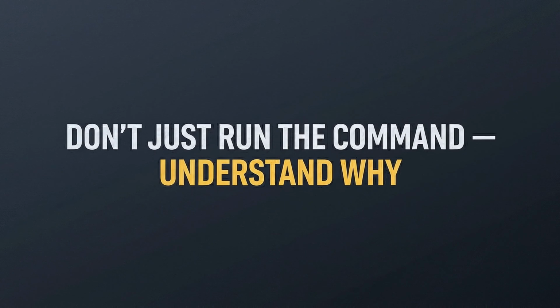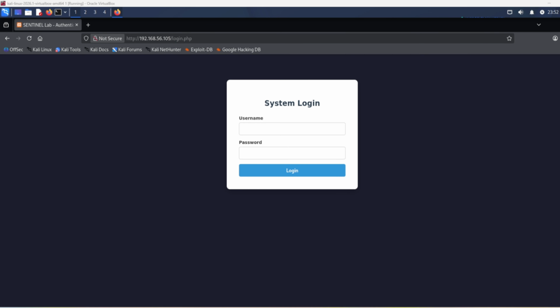we're adding each part. Before we start, this is a deliberately vulnerable machine on my private lab network. The target is 192.168.56.105, and I have permission to test it. The goal here isn't to attack random websites. It's to understand how SQL injection testing works, and more importantly, how defenders can find and fix it.